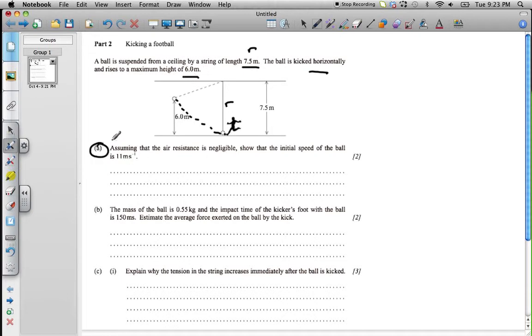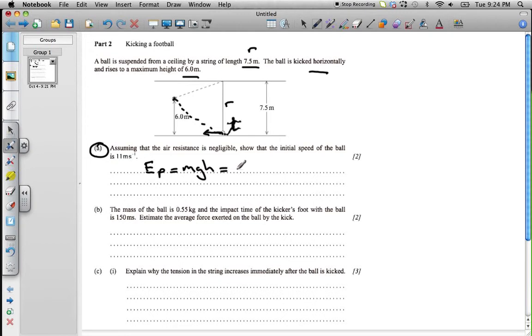Okay, so the first question, assuming that air resistance is negligible, show that the initial speed of the ball is 11 meters per second. Now what's happened here is that he kicks and gives this ball a certain kinetic energy, and it goes up to this point over here where all that kinetic energy changes into potential energy. So we can work out what the EP is, and that will work out to be the kinetic energy. So that's going to be mgh.